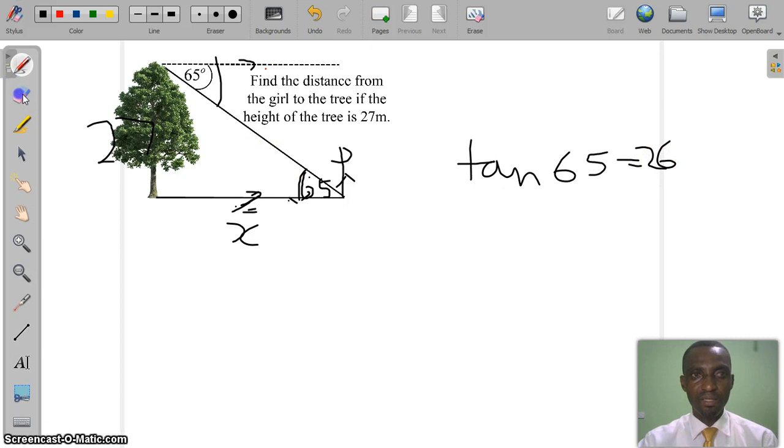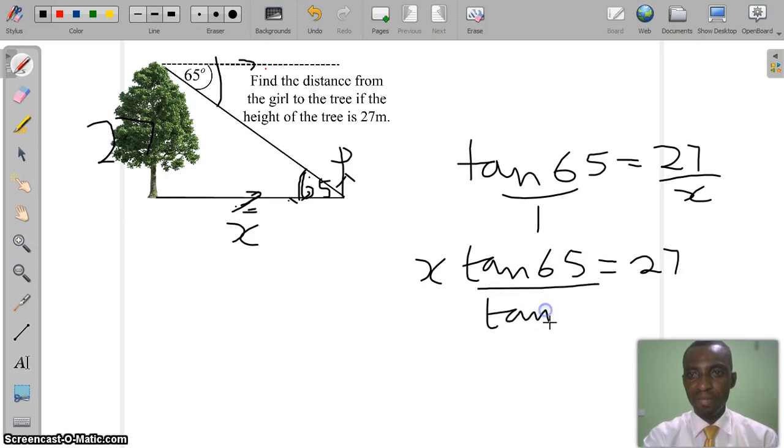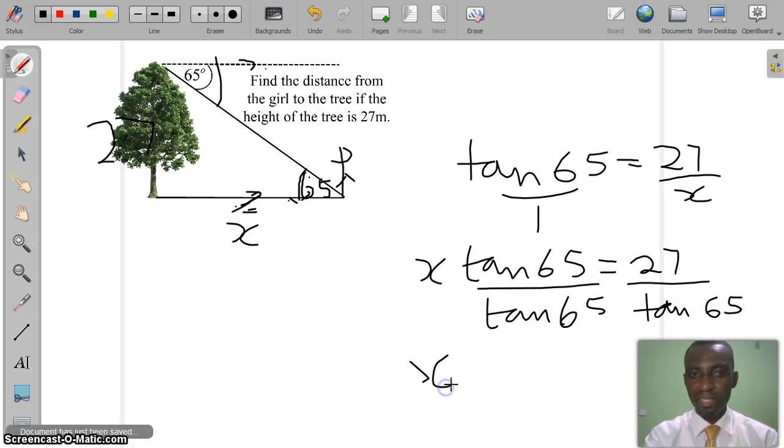I'm sorry for that. I'll clean this one quickly. Okay, so get a pen back. So that will be 27 divided by x. And since we are making x the subject, we do cross multiplication and we have x tan 65 equals 27. Dividing both sides by tan 65, we can see our x then becomes 27 divided by tan 65, so use a calculator to get the response.